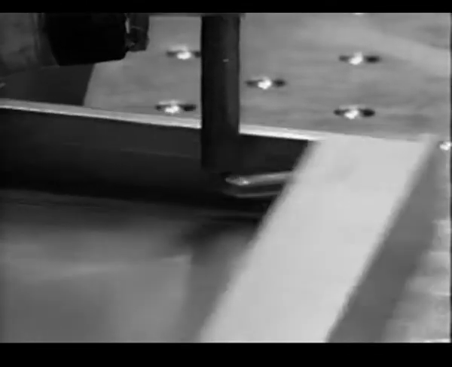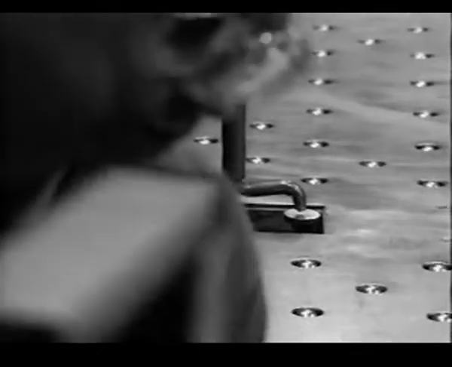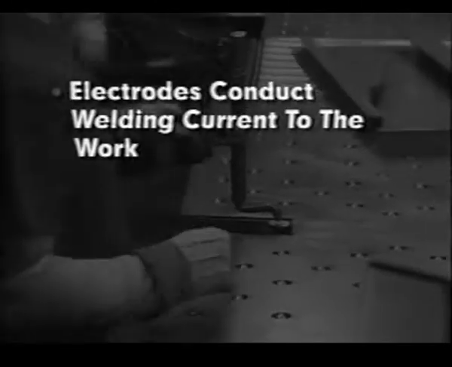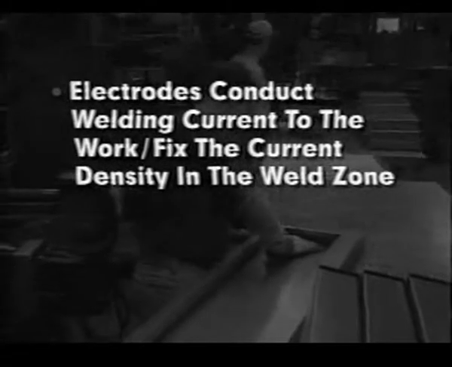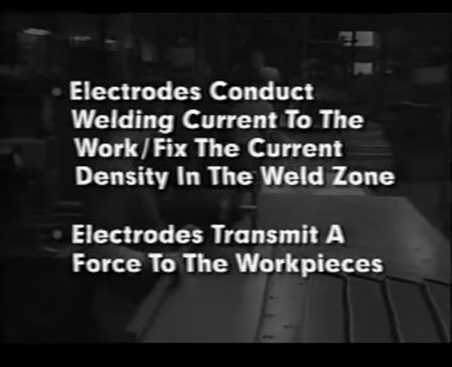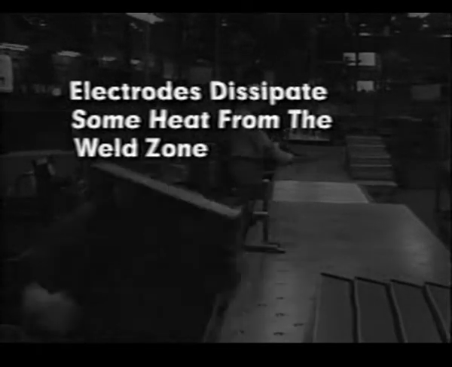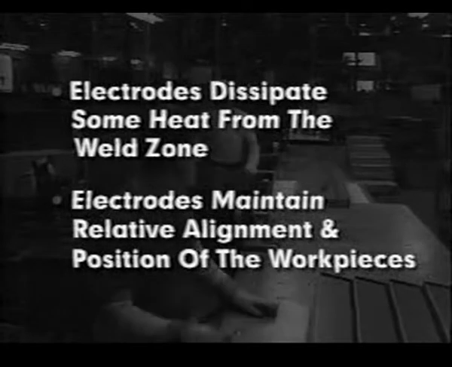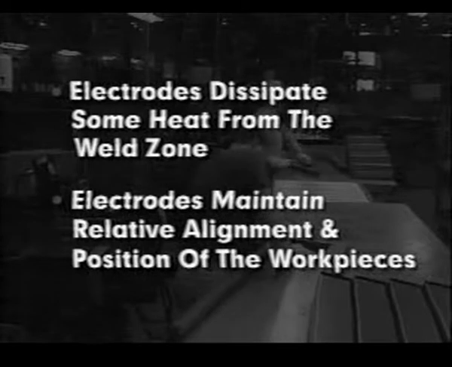Resistance welding processes use copper electrodes. These electrodes perform 4 functions. They conduct the welding current to the work and, in some cases, fix the current density in the weld zone. They transmit a force to the workpieces. They dissipate some heat from the weld zone. And they maintain relative alignment and position of the workpieces in some resistance welding operations. Very high electric currents are used to quickly produce the resistance heat necessary for fusion.